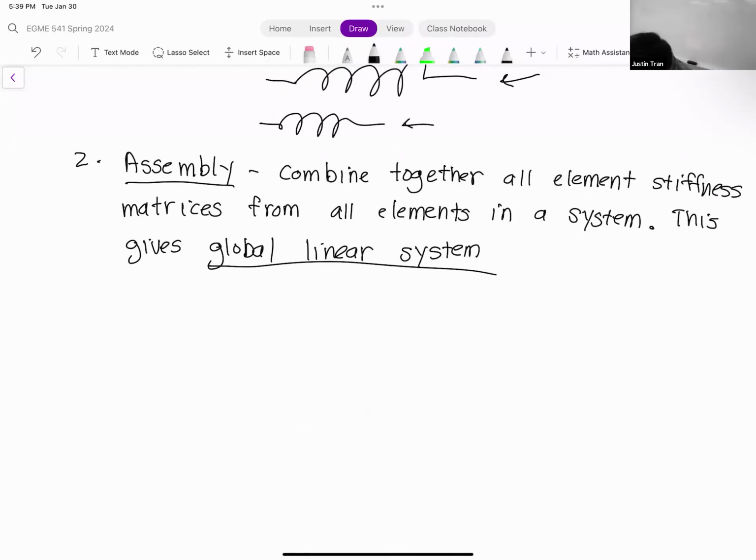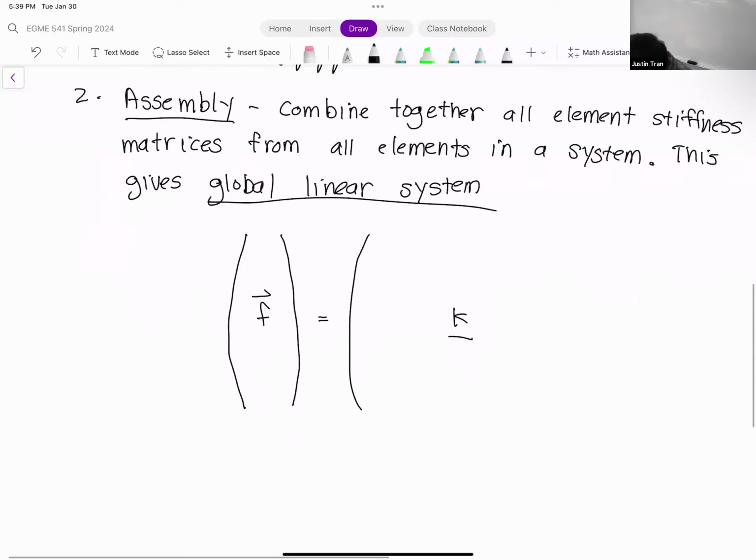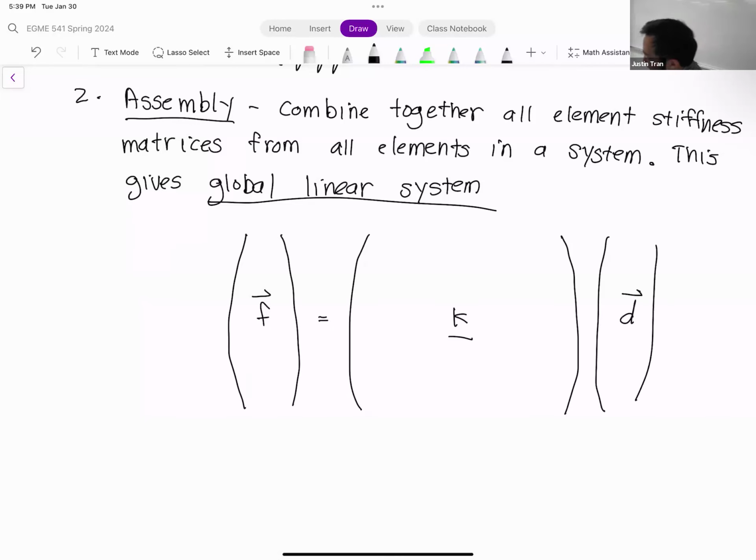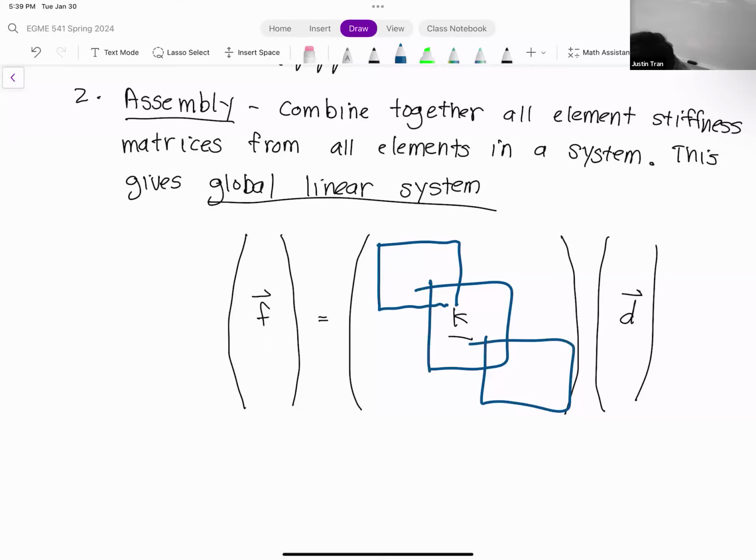Oftentimes it's going to look like this. We're going to have some big forcing vector equal to some big stiffness matrix, multiplied by some deformation vector. When you assemble it, a lot of the element stiffness matrices are going to take up different portions of the global stiffness matrix. So it may look something like this, where each box here is one of the element stiffness matrices.